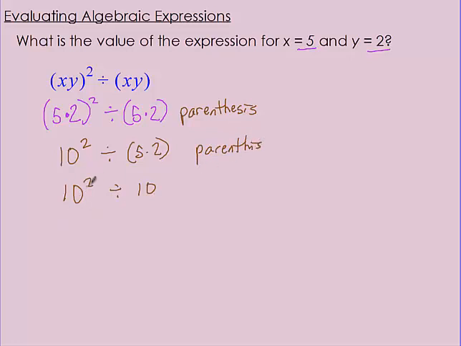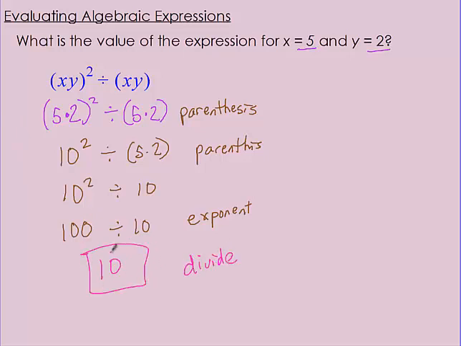The next step is we have exponents. 7 squared becomes 49. 7 times 7 is 49. So 49 divided by 10, and we did an exponent. In the last step, we got a divide here. So 49 divided by 10 will be 4.9. And this is divide. So my final answer is 4.9.